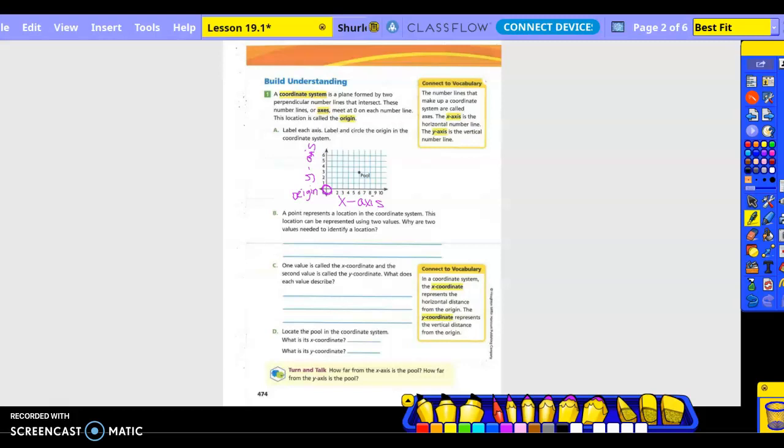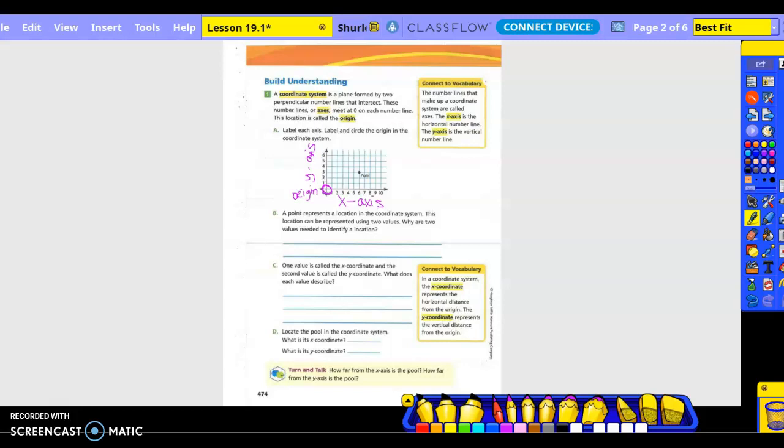Letter C, one value is called the x-coordinate, and the second value is called the y-coordinate. What does each value describe? Basically, it's where you move along each place: how many units you have to move over, and then how many units you have to go up or down. In a coordinate system, the x-coordinate represents the horizontal distance from the origin, so left to right. And the y-coordinate represents the vertical distance from the origin, so up or down.